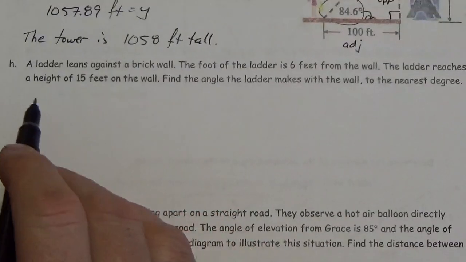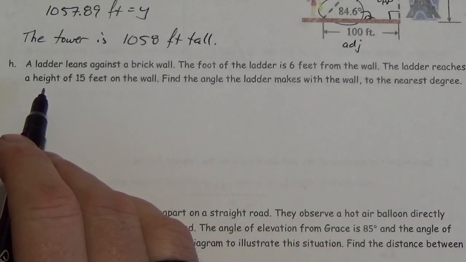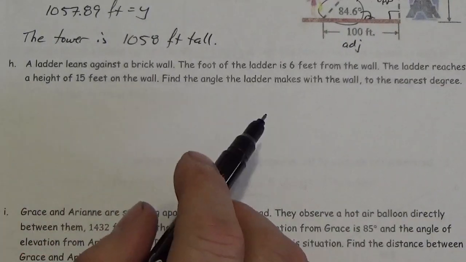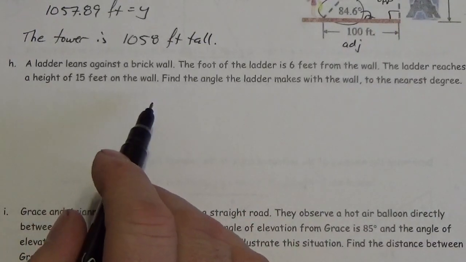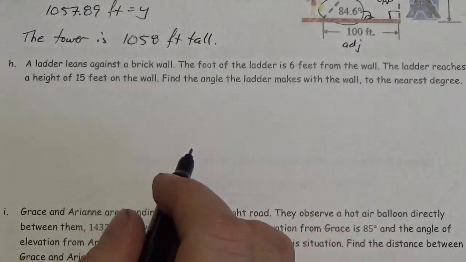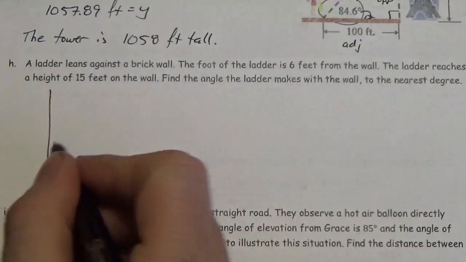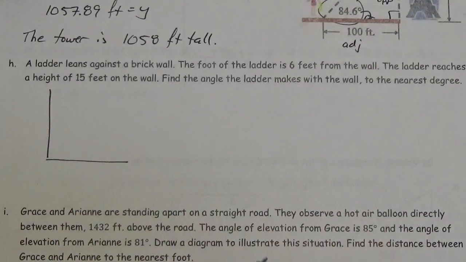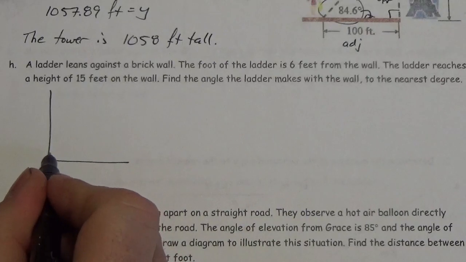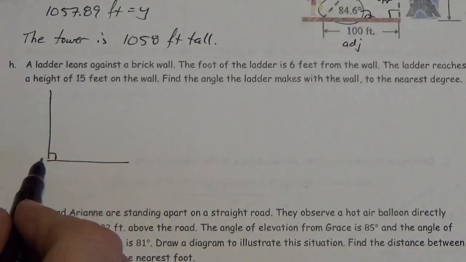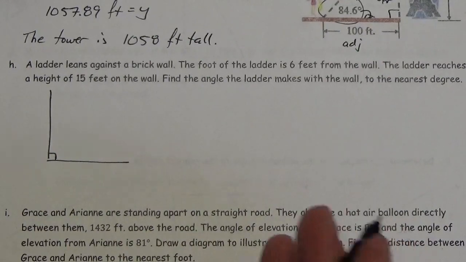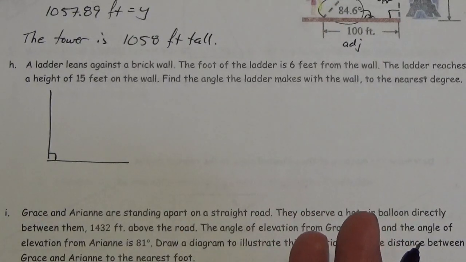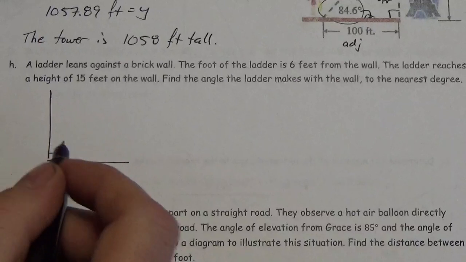Okay, so this question says that a ladder leans against the brick wall. The foot of the ladder is 6 feet away from the wall, and the ladder reaches a height of 15 feet on the wall. Find the angle the ladder makes with the wall. Okay, so here's the wall, and it usually helps to draw these things out here. And you can assume that the wall makes a 90-degree angle with the floor. I mean, if it doesn't, then the math gets a little bit more complicated, but then that's a terrible wall.